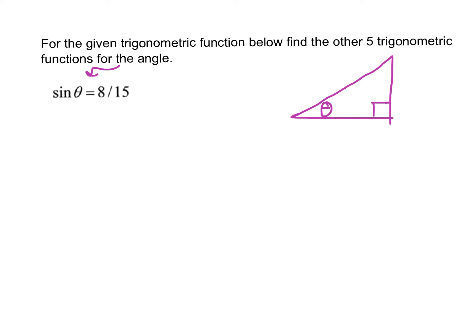Now from here, remember, sine is opposite over hypotenuse. So from this sine function, I can label that my opposite side length, so the one across, is going to be 8, because this is my opposite side length of my angle. And then my hypotenuse is across from the 90-degree angle, so I have 15 here as my hypotenuse. So we have our hypotenuse and our opposite labeled. Now, to find the other side length, we need to use the Pythagorean Theorem.